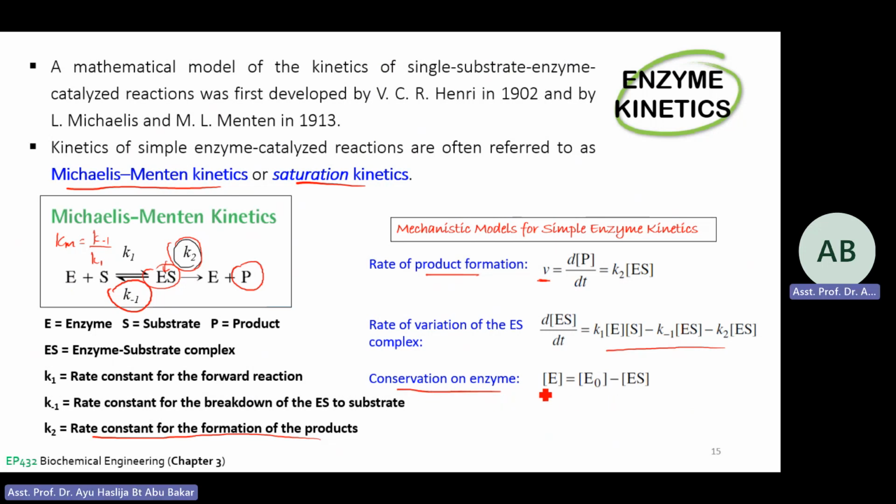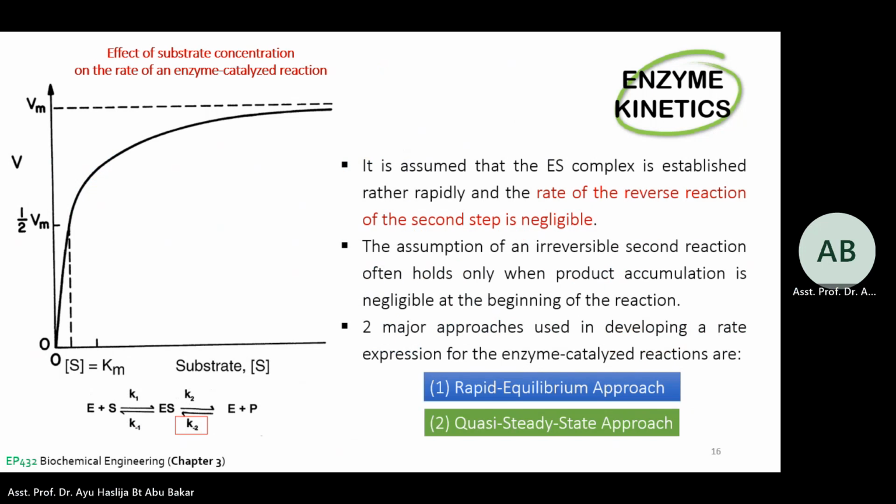Conservation of enzyme equals E naught minus ES. E naught usually will be given the value, how much enzyme is used. Now this is MM. For MM, it is defined as when half of VM is equivalent to the S. Sorry, I rephrase. VM is the maximum product produced. Again, just now V is the rate of product formation.